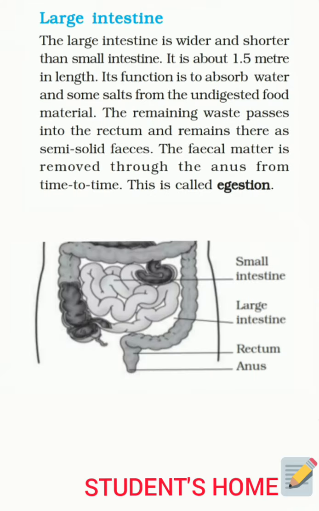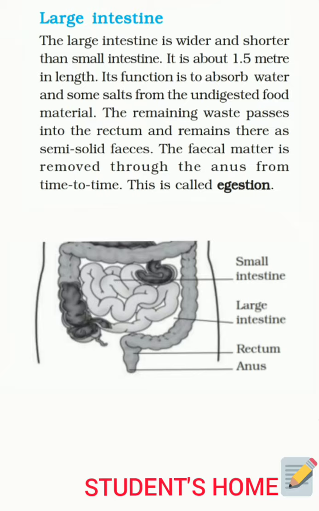So coming to our next topic, the large intestine, which is the last portion of the digestive tract. As you can see in the slide, the large intestine is wider and shorter than the small intestine. It is about 1.5 meters in length. Its function is to absorb water and some salt from the undigested food material. The remaining waste passes into the rectum and remains there as semi-solid feces. The fecal matter is removed through the anus from time to time.